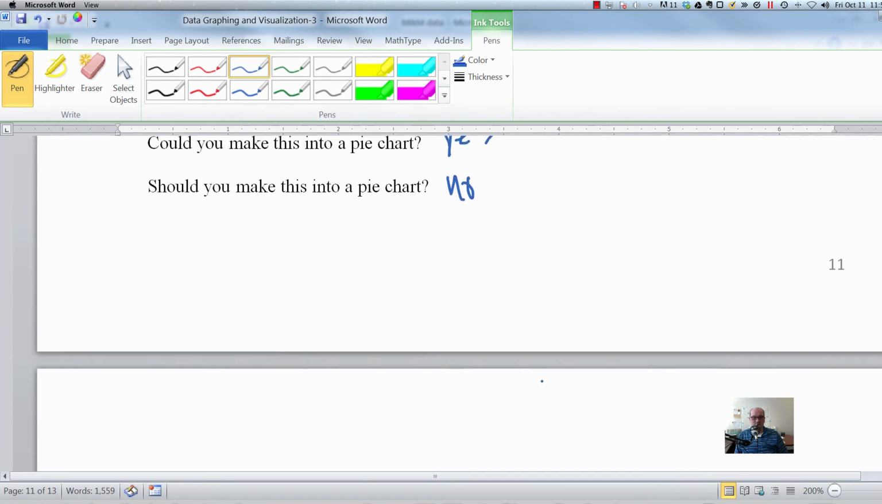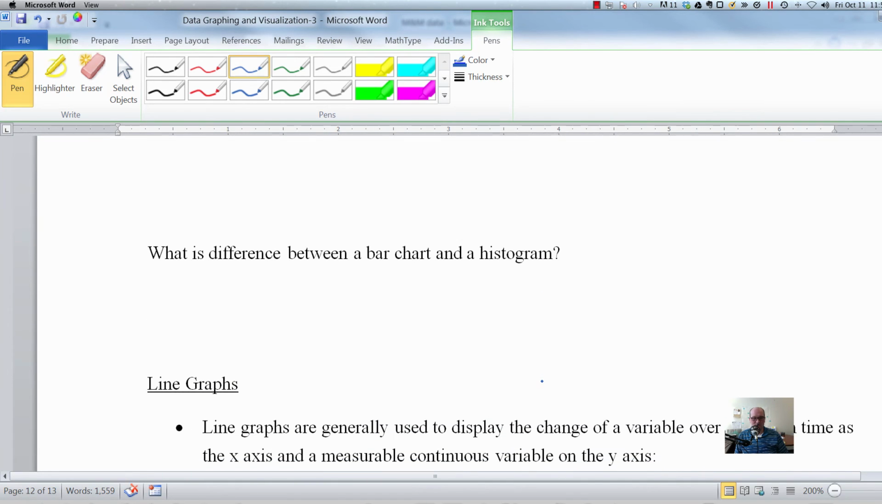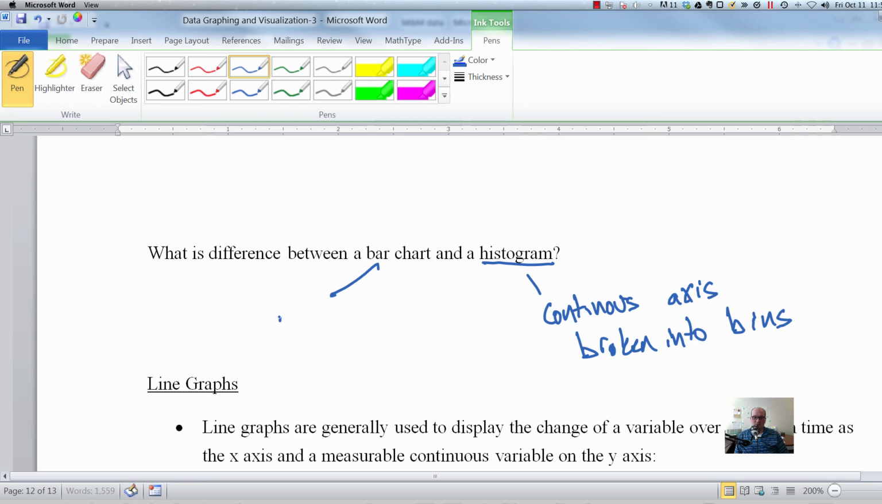So I'd say no. What's the difference between a bar chart and a histogram? We already talked about this. A histogram has a continuous axis, broken into bins, whereas a bar chart is usually just discrete categories. They're really very similar.